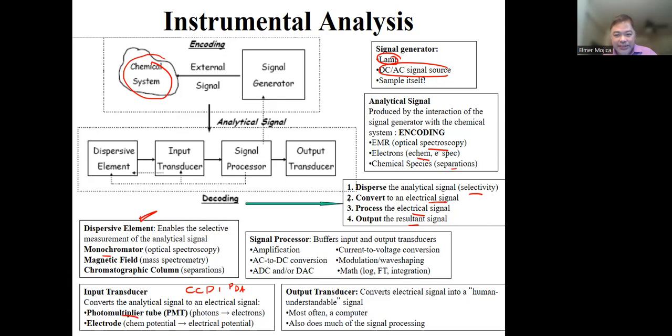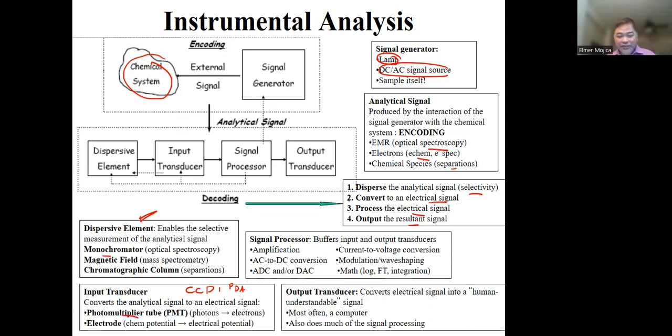That's your photodiode array. Okay, CCD, charge-coupled device. So usually they use it in the conversion of photons into electrons. Or if you're looking at the potential itself, you can have the electrons, like an electrode, like the pH meter or the glucose meter. Now, the output transducer that you have there, usually you convert your electrical signal into something that you understand, a human-understandable signal. So usually you have a computer. It also does much of the signal processing.